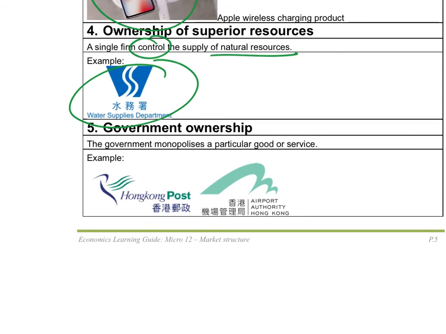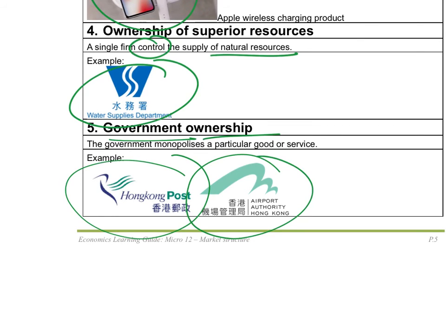The last one is government ownership. The company is set up by the government, for example, the Hong Kong Post or the airport. Even though you may find that they are private companies, actually they are public enterprises.